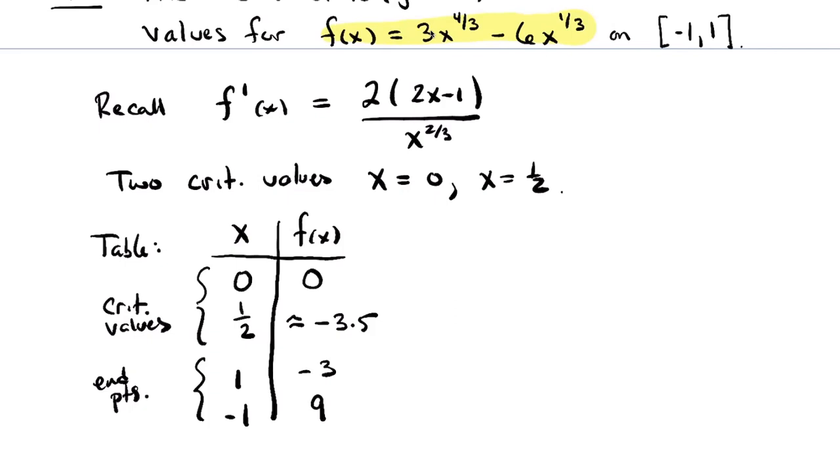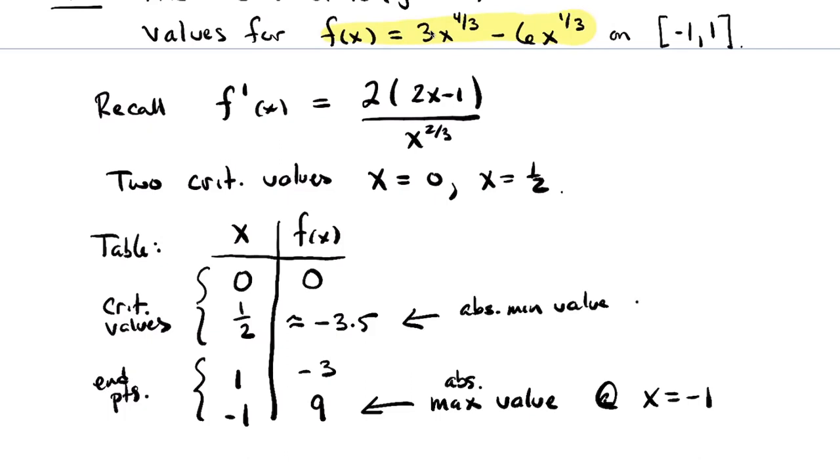All right. So now looking at those 4 outputs, you can see which one is the smallest and which one is the biggest. Yeah. The maximum value, that's an absolute global maximum value, is 9. It happens at x equals -1. All right, where's the minimum value? Which of those 4 numbers is the smallest? Can you say? -3.5. It's an absolute minimum value. It happens when x is 1/2.